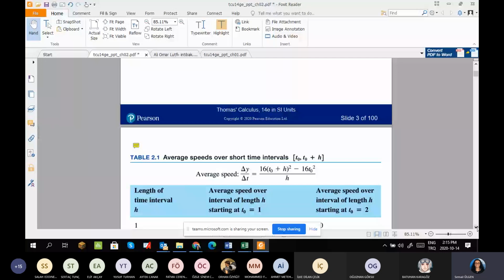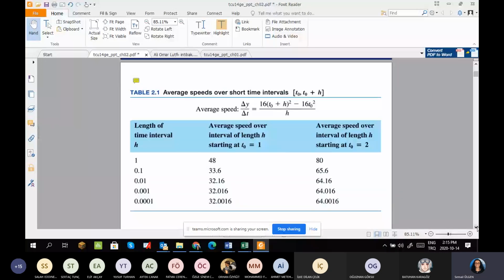Next, what do we want to do? We want to find the average speed over a couple of intervals, but these intervals are going to be one inside another. Okay. So we are going to have an interval from t0 to t0 plus h. The interval length is h. Okay. And our goal is to make this interval smaller and smaller. What does it mean?